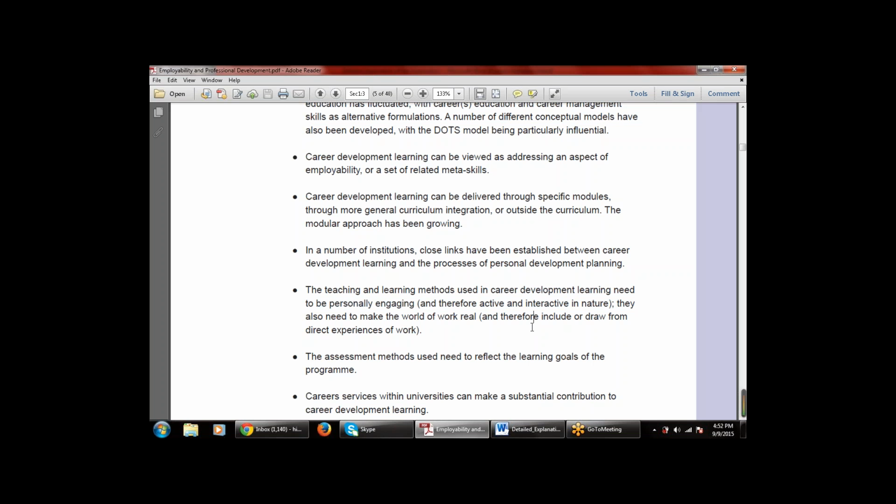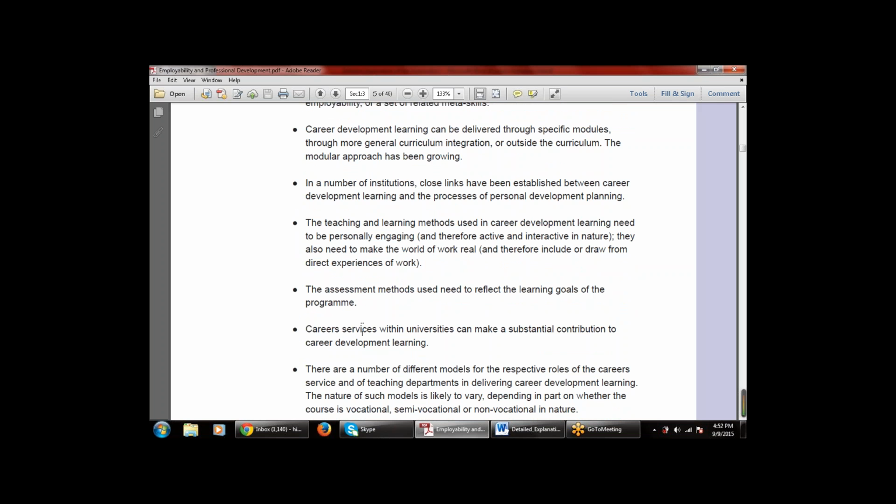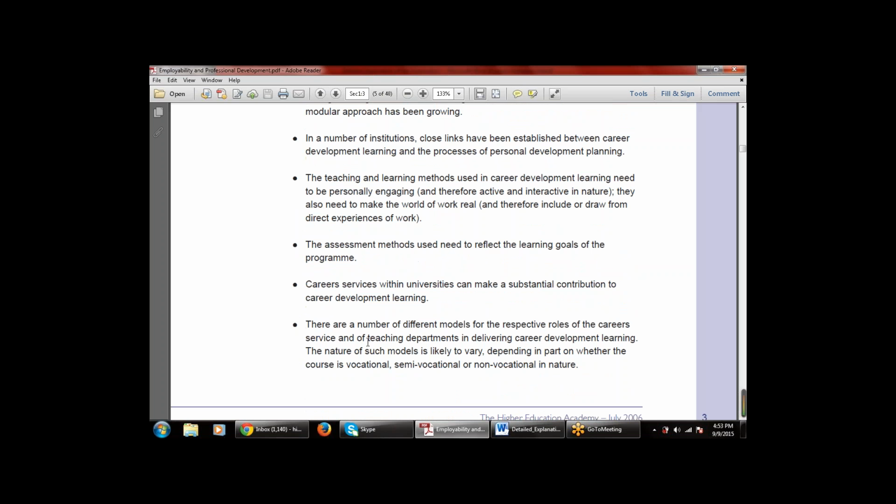The assessment methods used should also reflect the learning goals of the program, that is, the assessment method will be used in achieving the goals and targets. Then the career services used within various universities can also make a sustainable contribution to career development learning. And there are a number of different models for the respective roles of the career service and the teaching department in delivering career development learning.